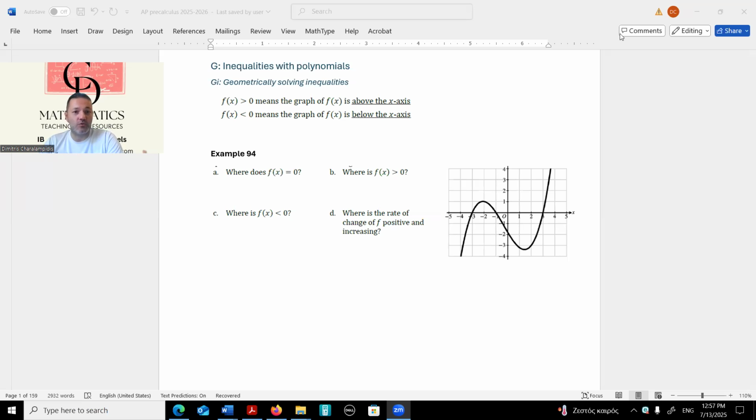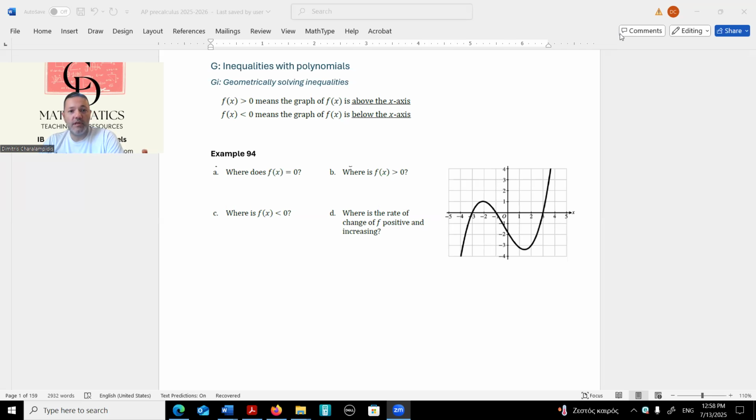In this particular video, which goes by the topic inequalities with polynomials, we will focus, in a short and quick way, on how to properly geometrically solve inequalities. And what do I mean by that? I mean, when given the graph of a function, in our case the graph of a polynomial, how we can actually use that graph to solve a given inequality.